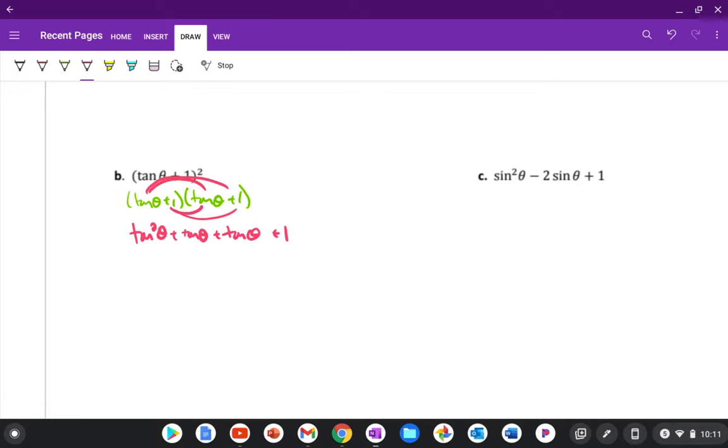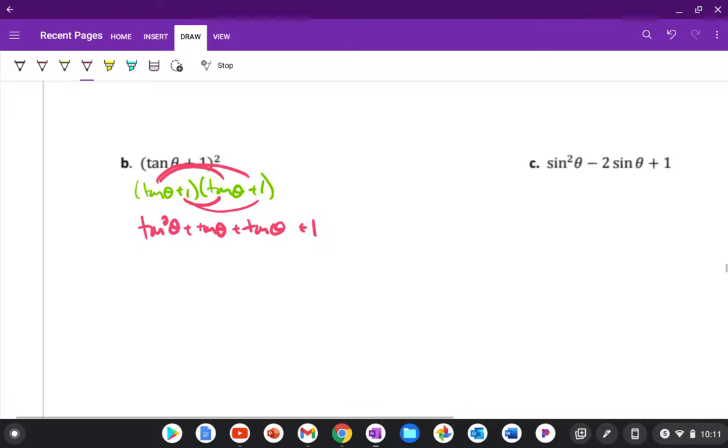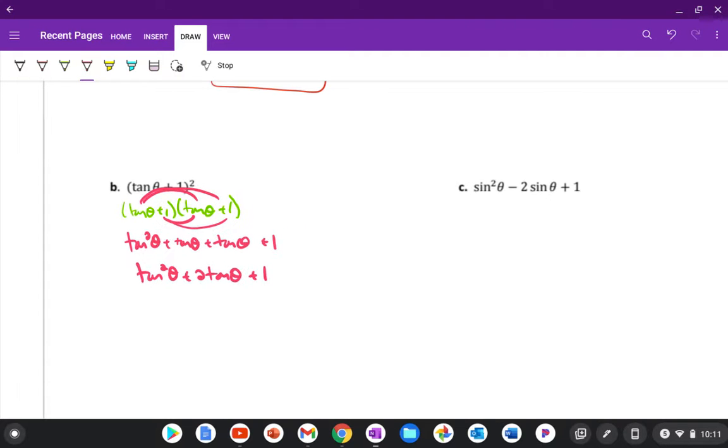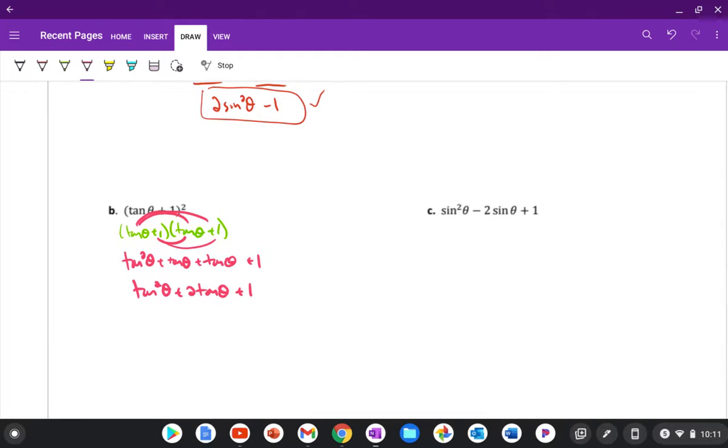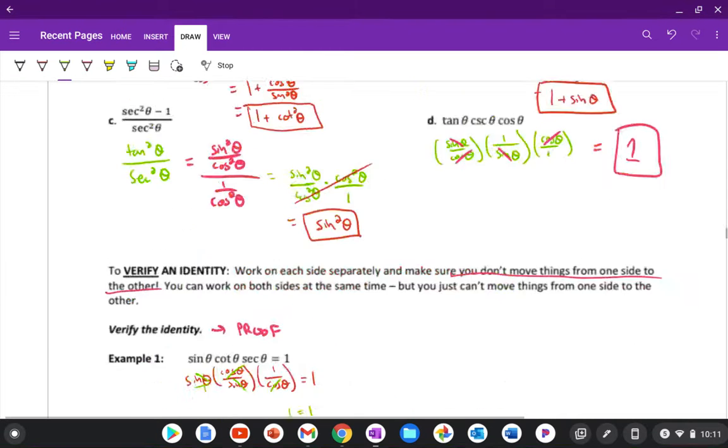What are some possible things we could do? All right, well, let's combine the middle two things first. Those don't cancel, unfortunately. They're just 2 tan theta plus 1. And let's think about what we could replace tan squared theta with. Maybe there's just something with a 1 where we could get this positive 1 to cancel. Let's look here.